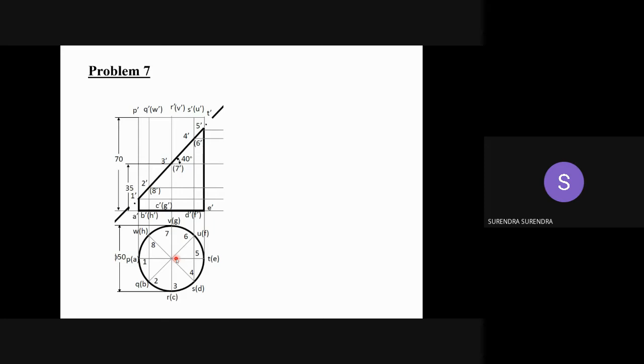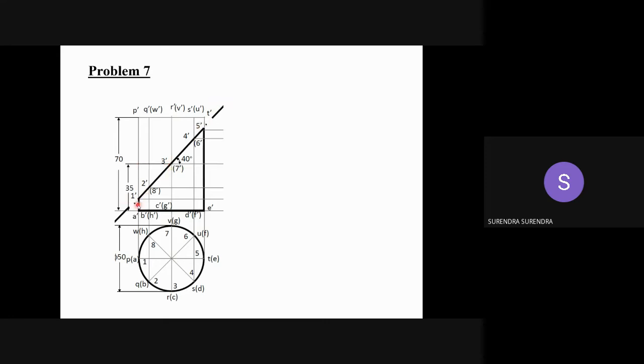Now, the cutting plane is given as bisecting the axis and inclined at 40 degrees to the horizontal plane. As the cutting plane is perpendicular to the vertical plane, it is represented as a line in the front view. So, a line inclined at 40 degrees in the front view, bisecting the axis. Identify the midpoint of the axis. Total length is 70 mm, so the midpoint is at 35 mm, passing through this.